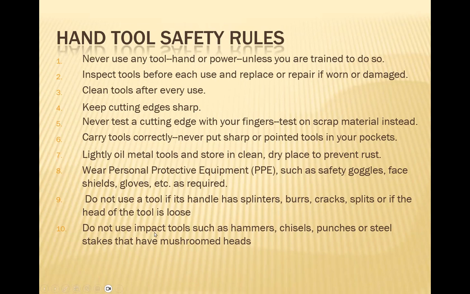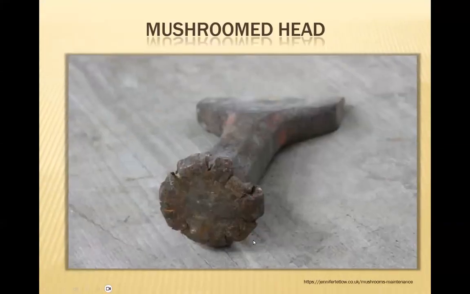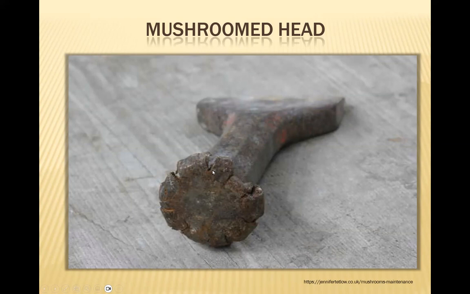Do not use impact tools such as hammers, chisels, punches, or steel stakes that have mushroomed heads. What's a mushroomed head? Here's the last slide for today. This is a mushroomed head. It's not supposed to be like that. It's cracked. You hit this thing hard enough with some hard enough object, those pieces can fly out on impact, carrying the energy of that impact. By Murphy's Law, they fly exactly where you don't want them, and that's going to be in your eye. So hopefully not.